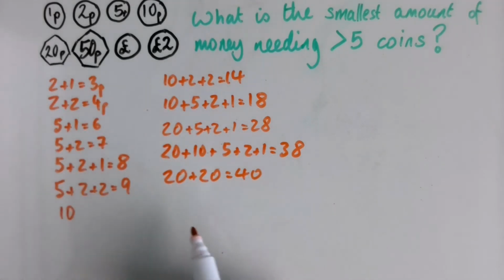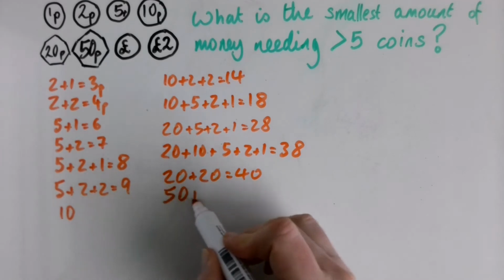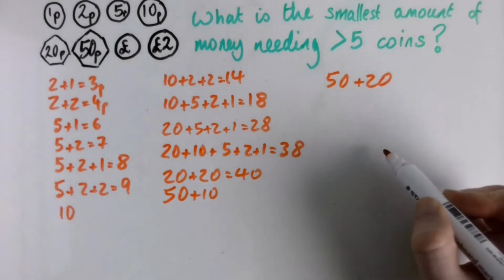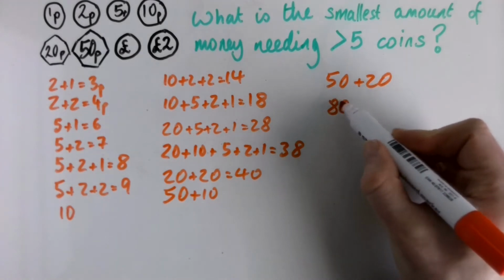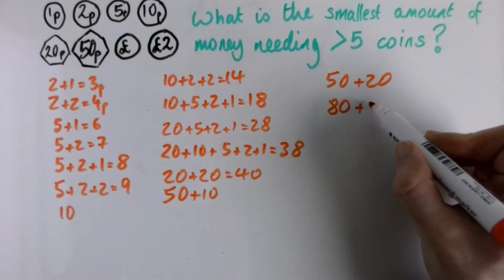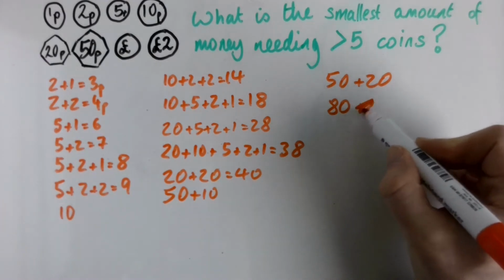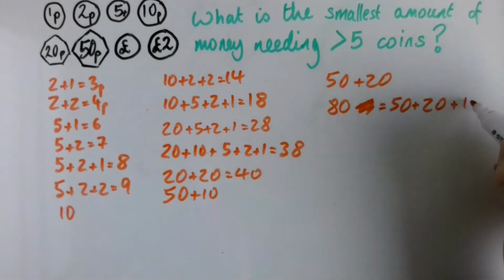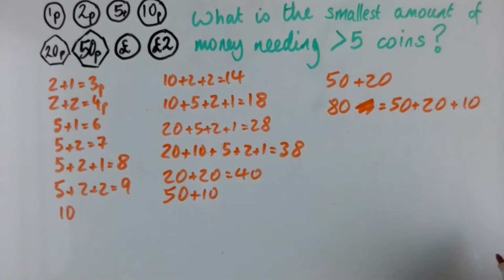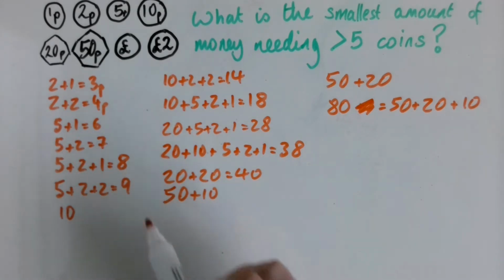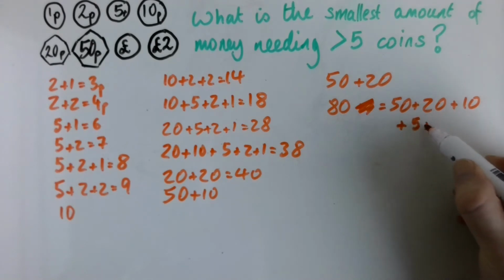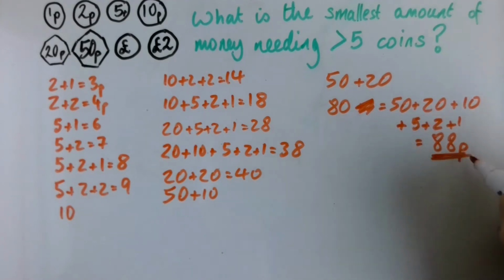50 we can get with 1. 60 we can get with 2. 70 I can get with 2. 80 is going to take me 50 plus 20 plus 10. So that's taking me 3 to get there, and then I know it takes 3 to get 8. So it looks like it's 88, because if I then add 5 and 2 and 1, I get 88 pence.